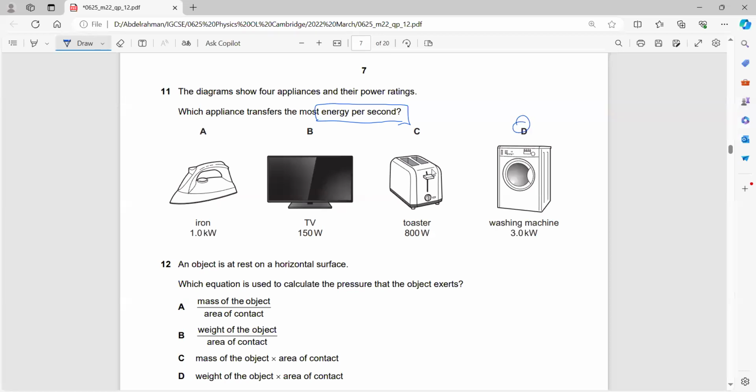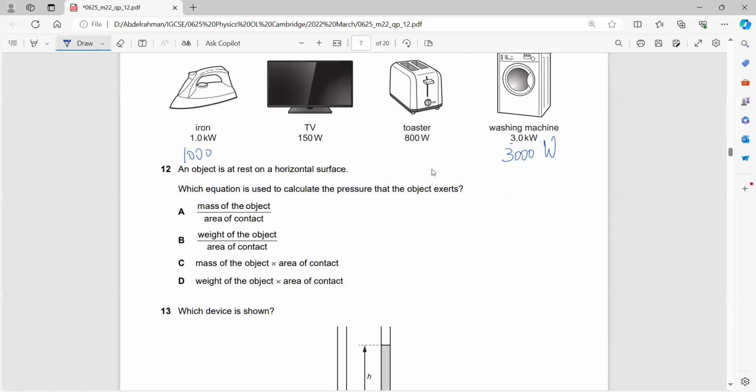Why is it D? Because 3 kilowatts means 3,000 watts. 1 kilowatt is 1,000 watts. So the most energy per second is the power. Power equals energy divided by time. Energy per unit second, per unit time.